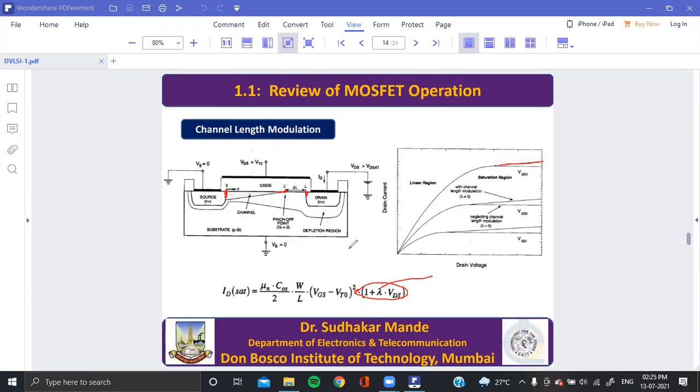So if somebody asks you to write down the saturation current equation with channel length modulation, then you need to add that factor. Without channel length modulation, it is only this much.